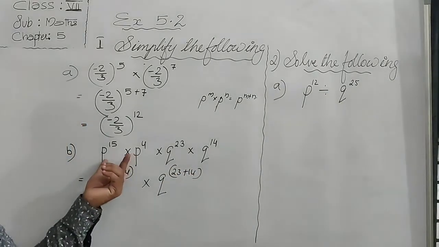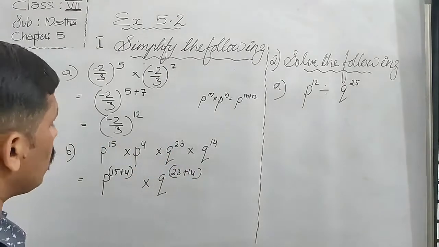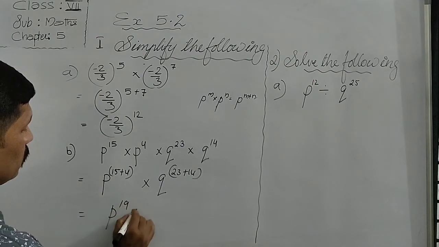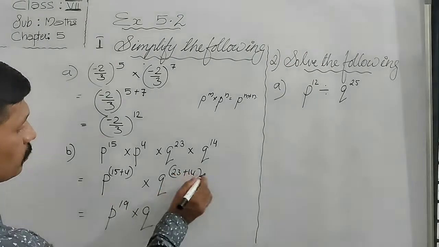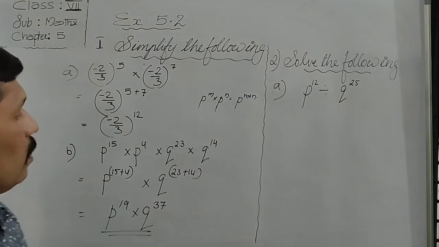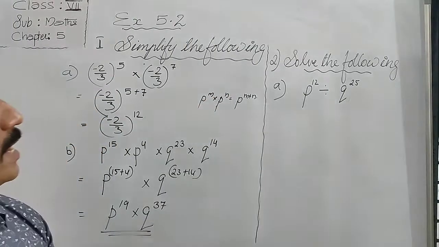So here both bases are same, so we added their powers, and here also both bases are same, so we added the powers. Then here we get p power 19 into q power 37. Okay, so according to the rule we have solved this. Look at the next, second question.